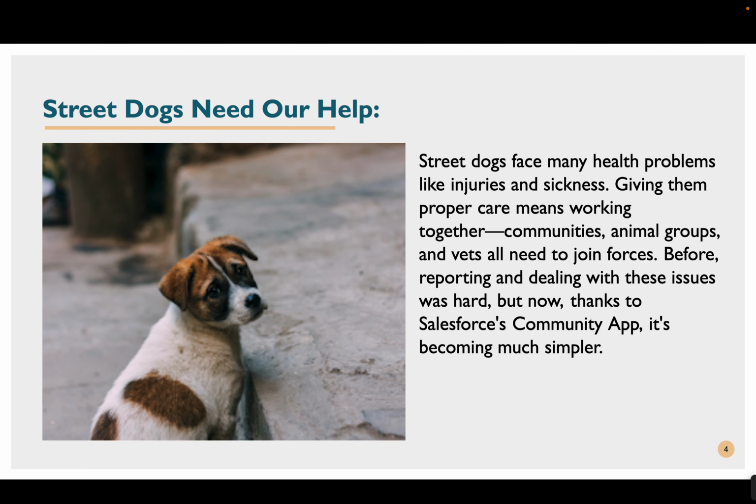So why do the dogs need our help? As you know, along with us, a silent community of four legs exists, our beloved dogs. They face many health issues like injuries, hunger, and sickness. They also need proper care, right? To help them, we definitely need some platform. Initially, reporting and dealing with these cases was very hard because there was no online platform to log a case for dog treatment. So we leverage the Salesforce community app for the same.